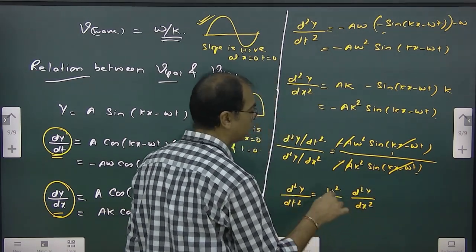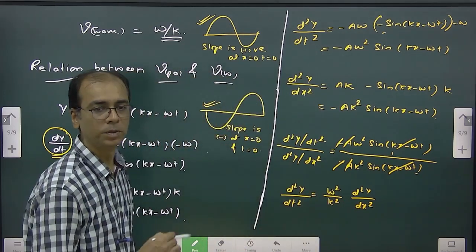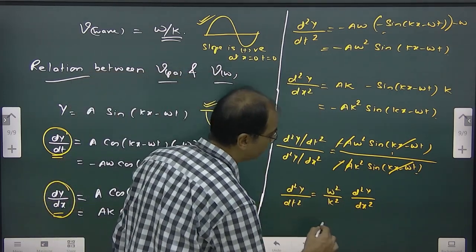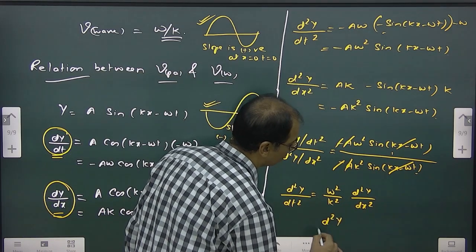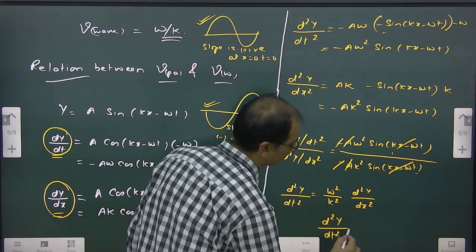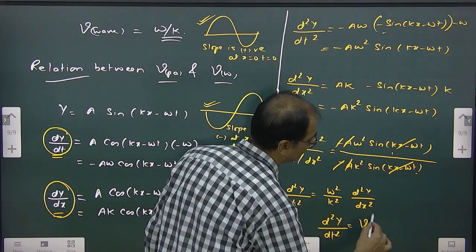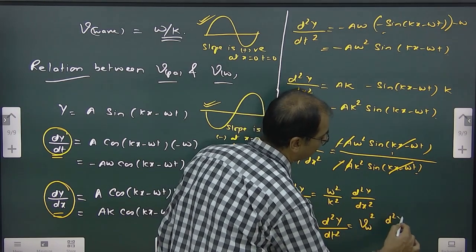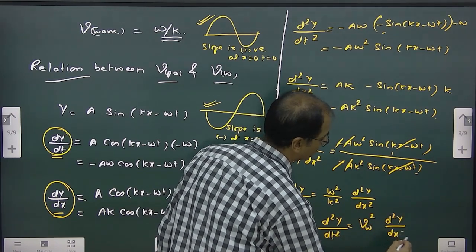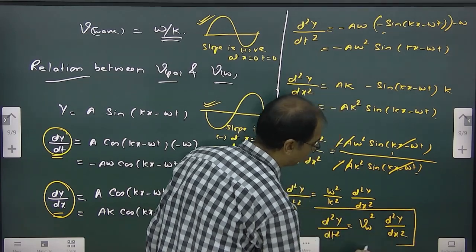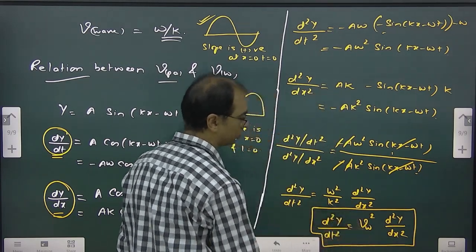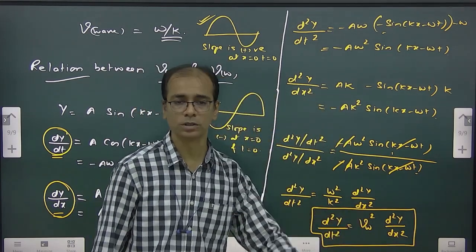Now omega by k is already the velocity of wave or speed of wave. So this we can write as d square y by dt square equal to velocity of wave square times d square y by dx square. This is the condition of a travelling wave. This is given in books.